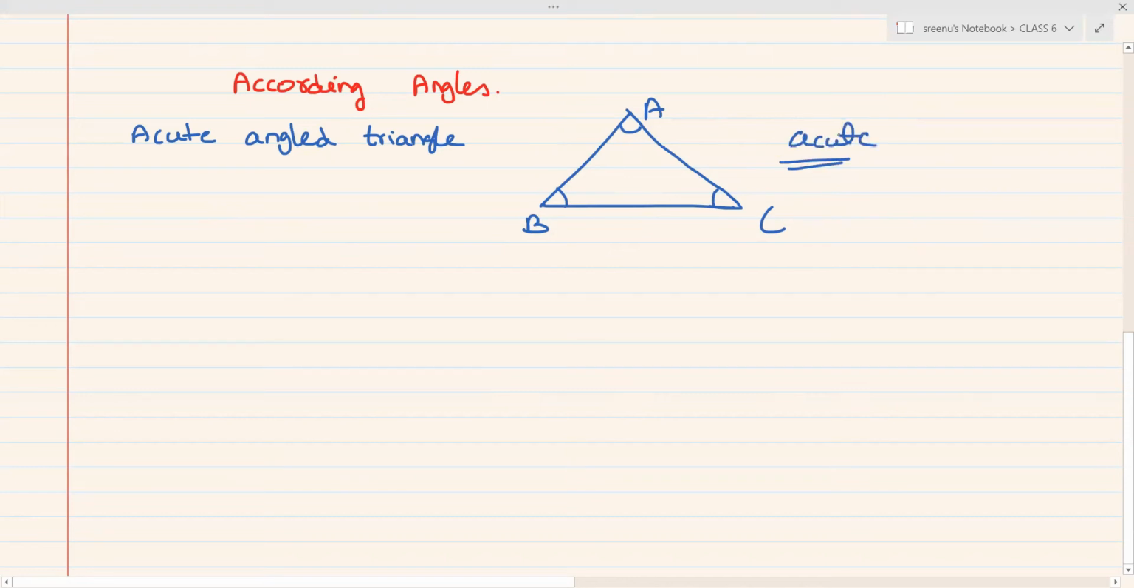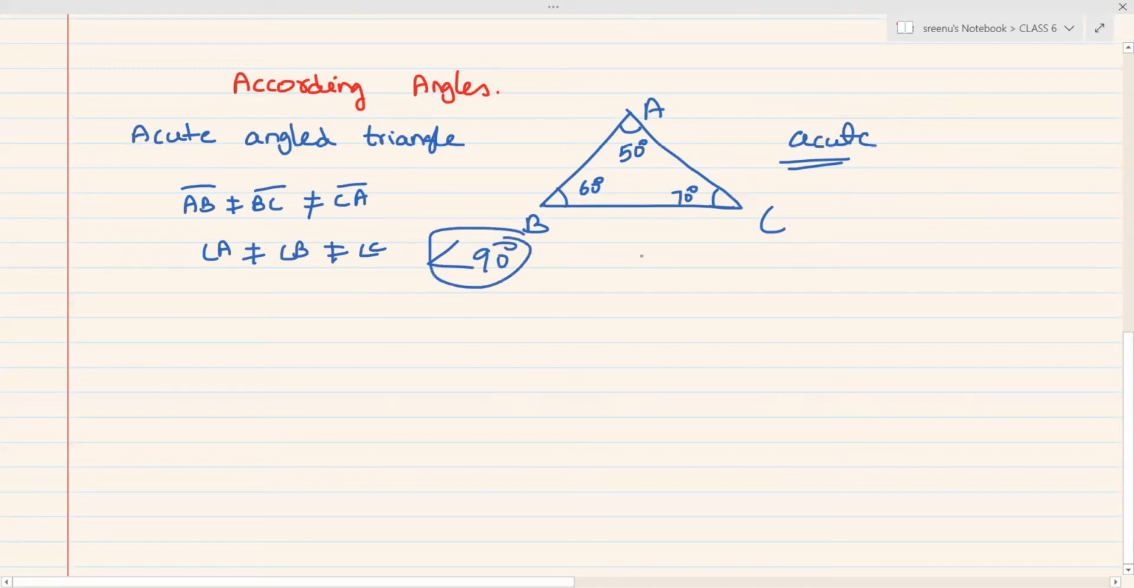And all the angles are not equal. Each angle of the triangle is an acute angle, and all the angles are not equal. Then A will be 50 degrees, B will be 60 degrees, and C will be 70 degrees. And we can say AB not equal to BC not equal to CA. All the sides are different, and all the angles are also different and less than 90 degrees. Every angle is less than 90 degrees.